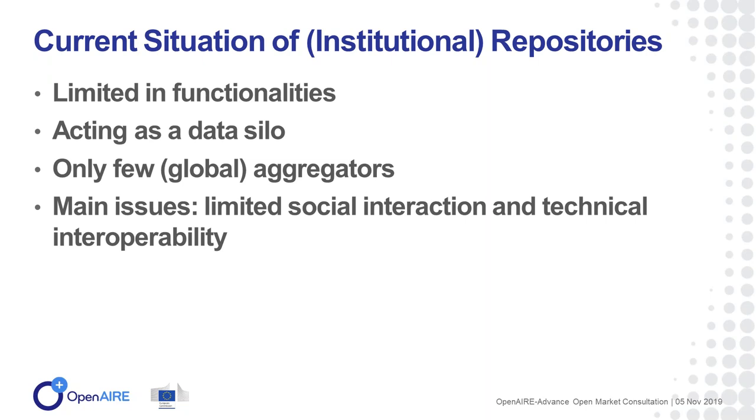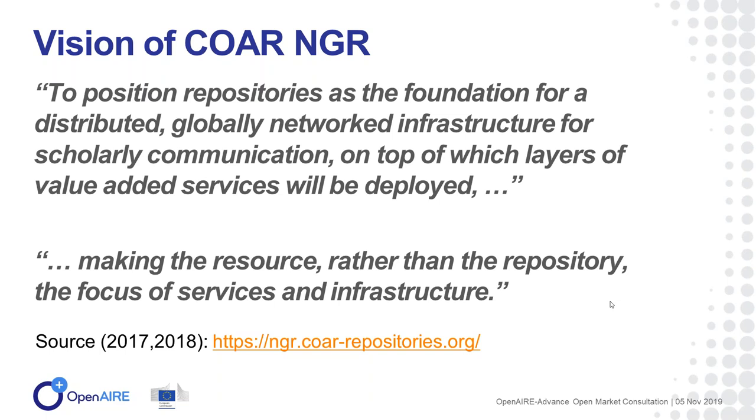On the next slide, you will see that now the COAR Next Generation Repositories vision comes into place, which asks to position repositories as a foundation for a distributed, globally networked infrastructure for scholarly communication. And here it is important to build value-added services on top of these repository infrastructures. Another aspect is also that in the past, repositories were seen as the object where the interaction would take place. However, more important is to make the resource that is deposited in the repository the priority entity in the web, to make it interactive to machines on the one side, but also to researchers and to the public.